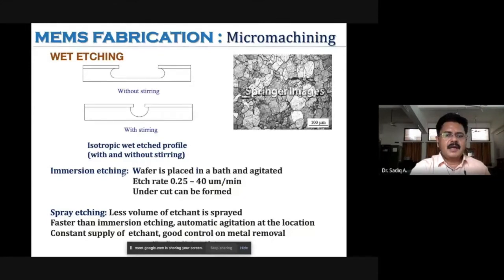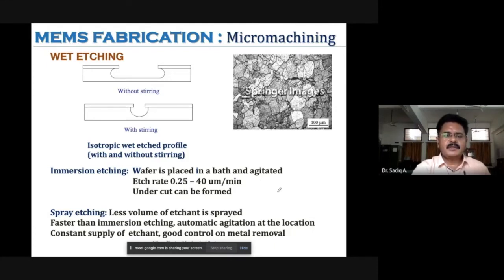Immersion etching is a method where the wafer is placed in a bath and that is agitated. Here the etching rate is approximately 0.25 to 40 micrometer per minute. There can be undercuts formed as we see here. So this is called immersion etching. The wafer is immersed in a bath of wet etchant.